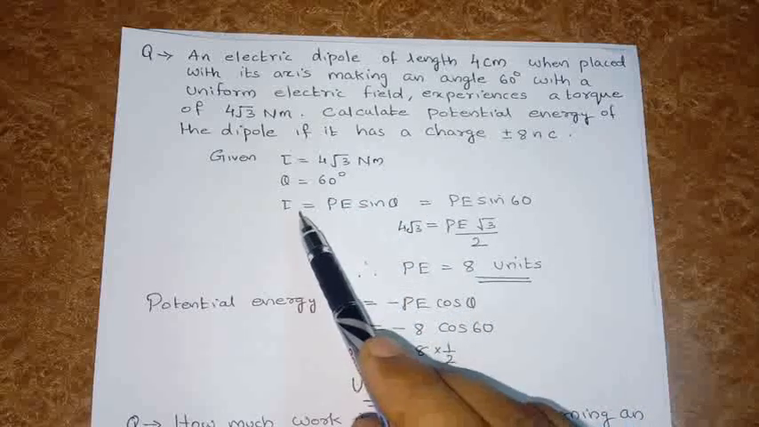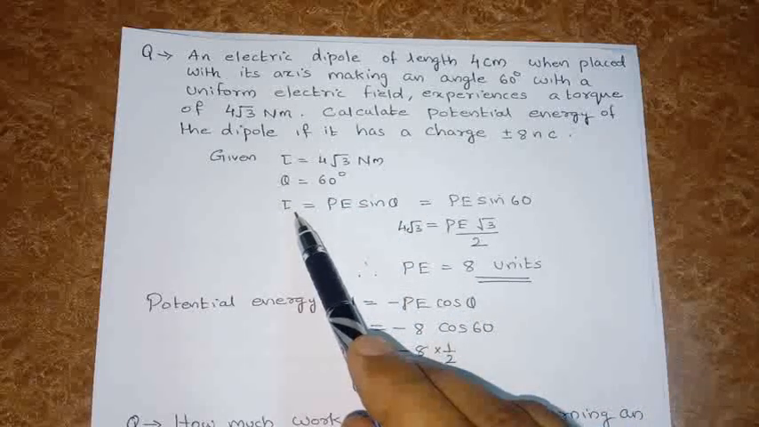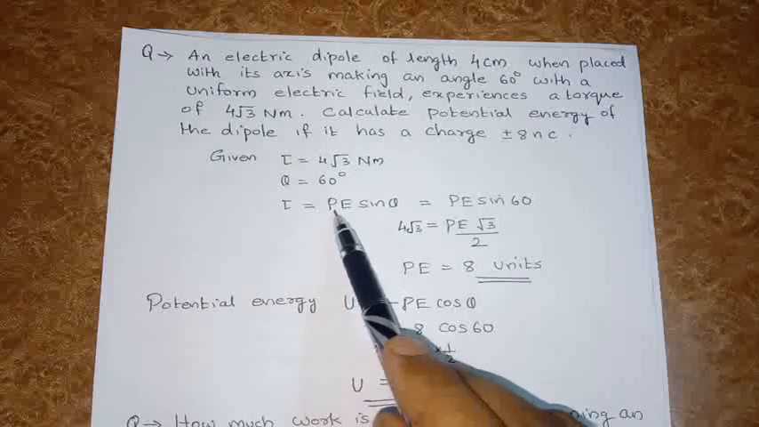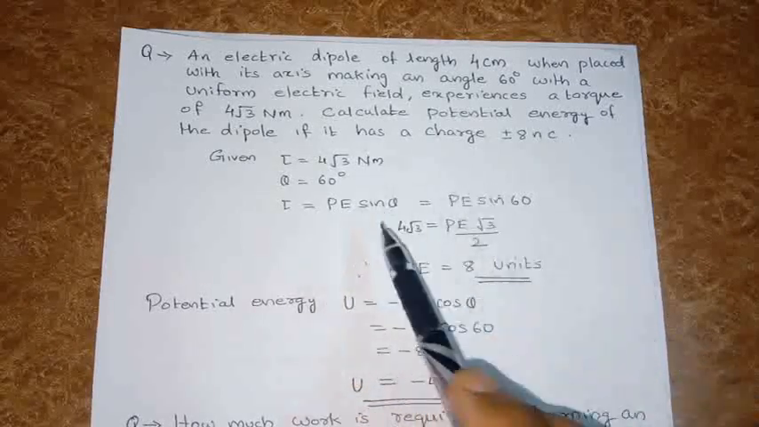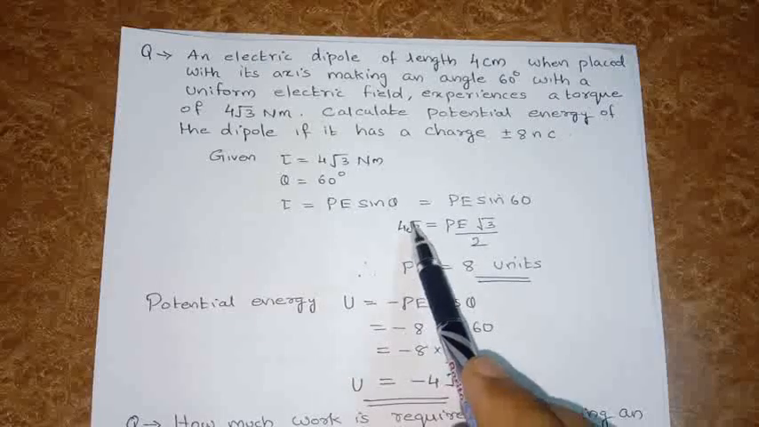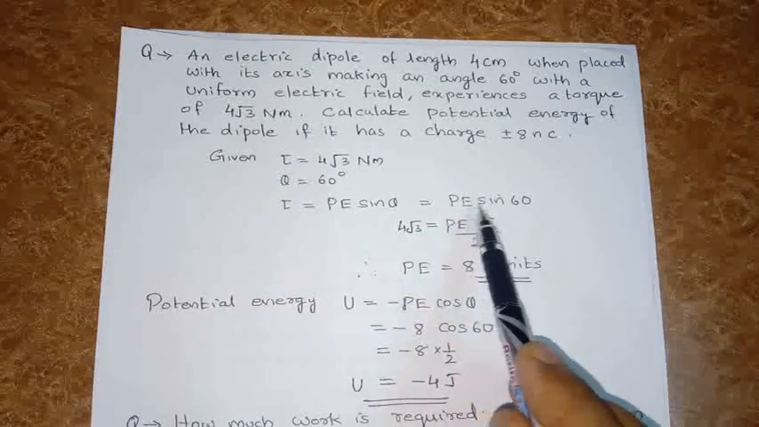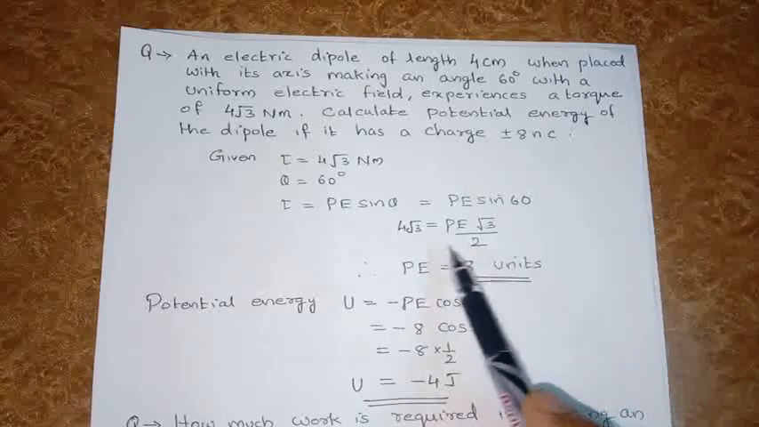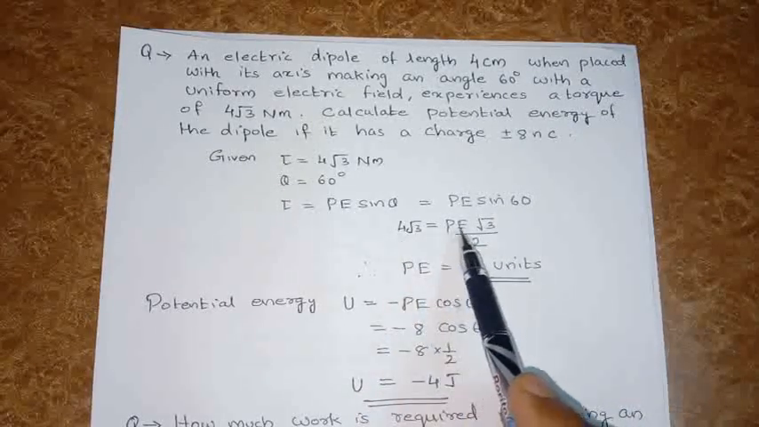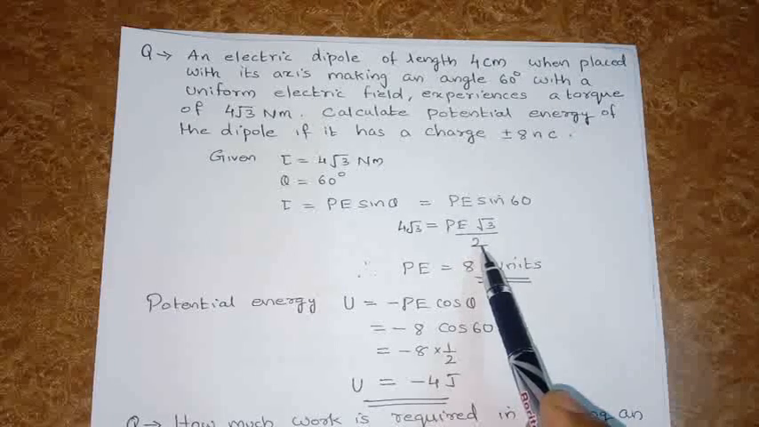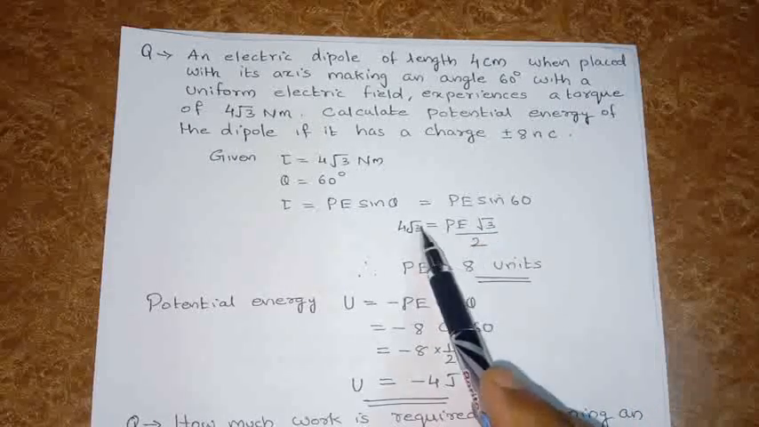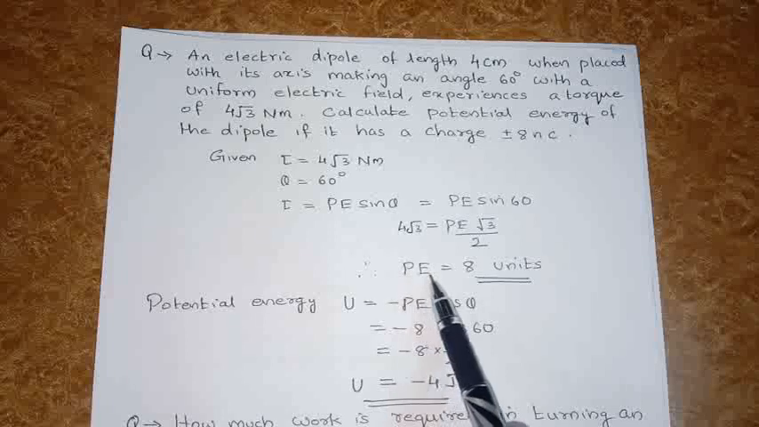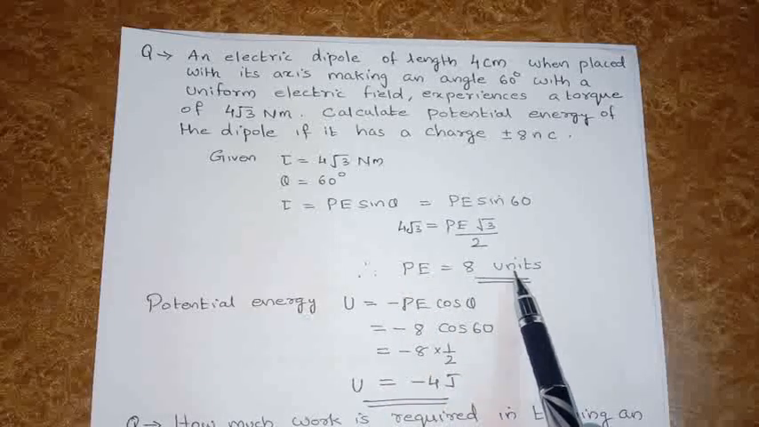So we already studied the torque acting on a dipole when it is placed in an electric field. Tau is equal to Pe sin theta. So here it will be 4 root 3 is equal to Pe sin of 60. Sin of 60 is equal to root 3 by 2. Therefore 4 root 3 is equal to Pe into root 3 by 2. Root 3 cancels, and we get Pe is equal to 8 units.